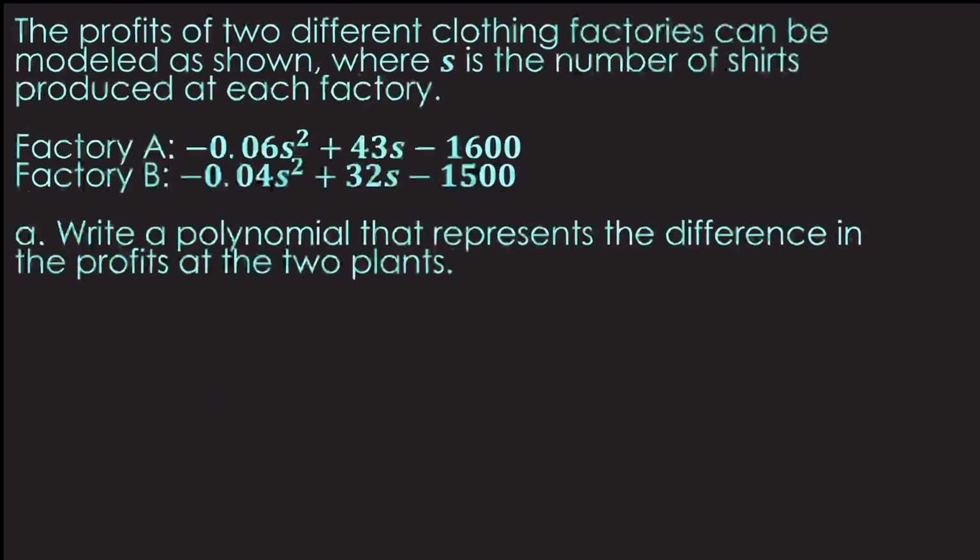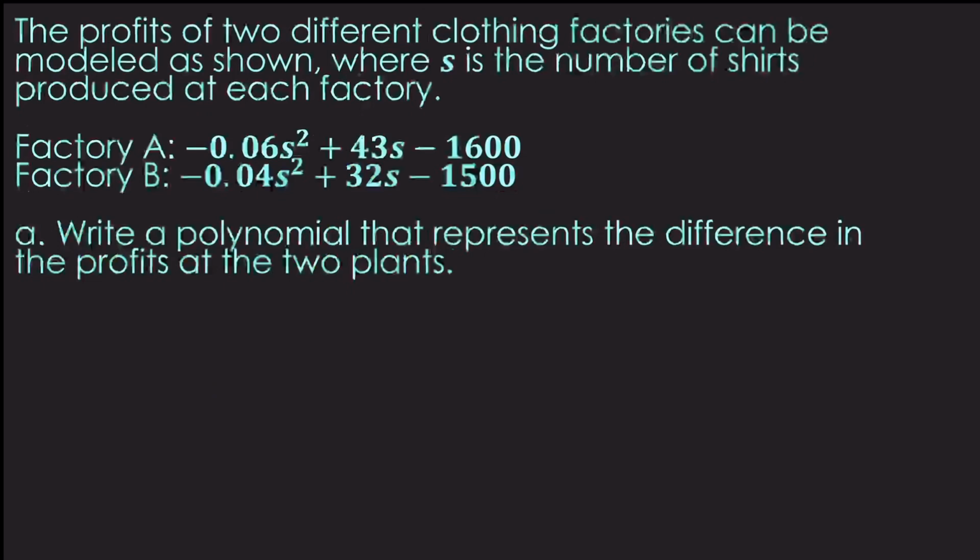So let's take a look at something that we might see in the real world. We have two different clothing factories. They have come up with a model for their amount of shirts produced. They're telling us S is the number of shirts produced at the factory. What these represent is their profits. So factory A has the polynomial and then factory B. They're wanting to determine the difference between the two plants.